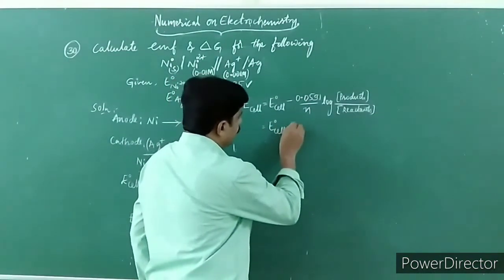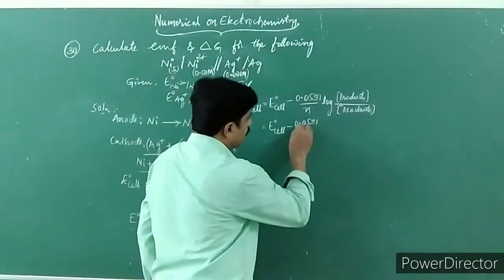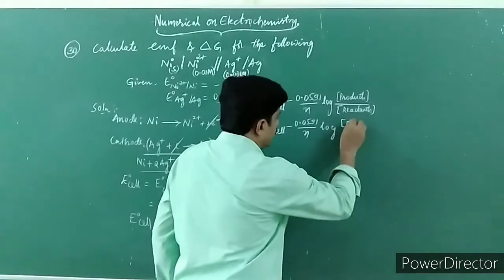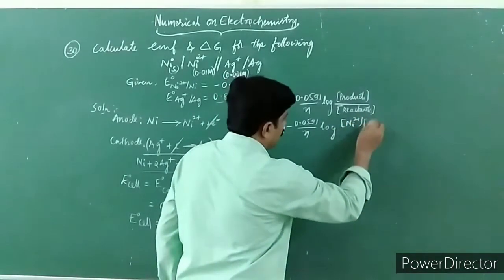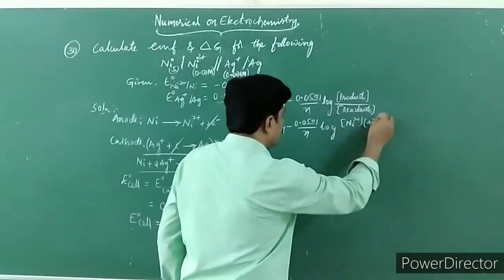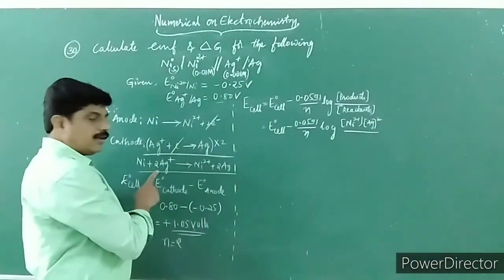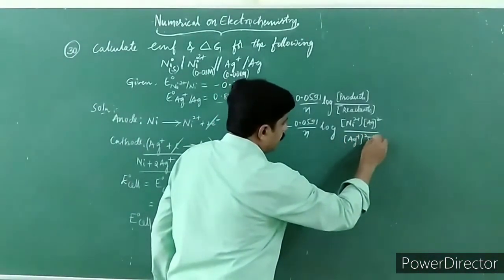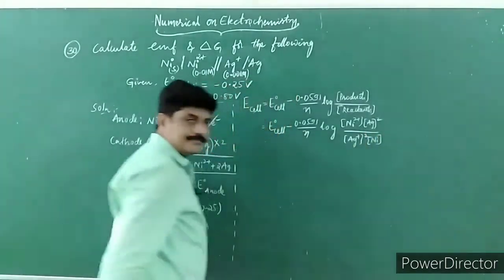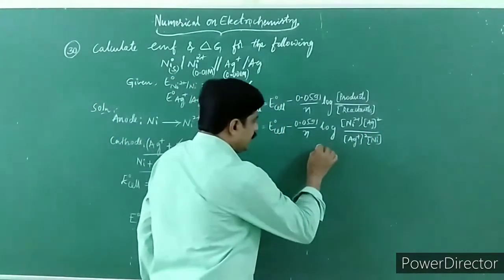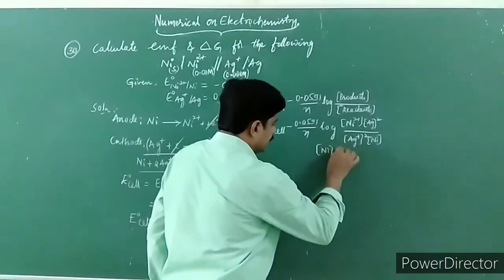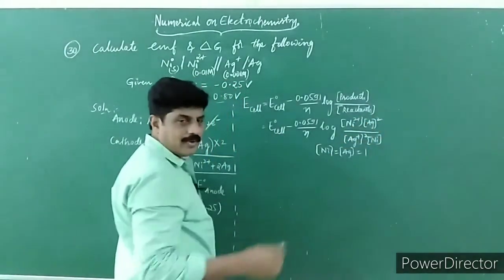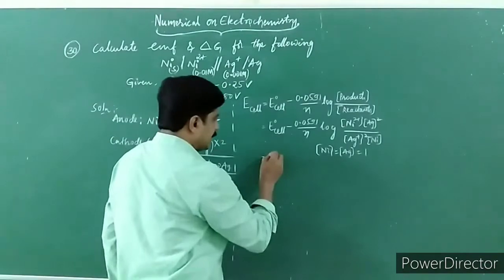E0 cell minus 0.0591 upon n into log of molar concentration of Ni2+ into concentration of Ag raised to 2 upon molar concentration of Ag+ raised to 2 into molar concentration of Ni. Children, you know that active mass of any metal is equal to how much? 1. Put 1 here, 1 square, again it's 1 only. Now look at here. Let me substitute the value.